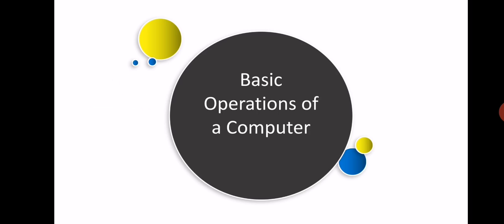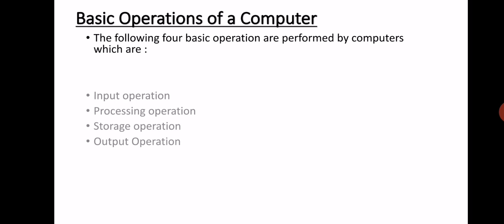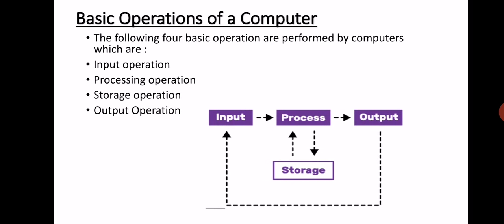Now we will learn what are the basic operations of a computer. The following four basic operations are performed by computers, which are input operation, processing operation, storage operation, and output operation. This is a general view of computer working that I have shown you in the picture.